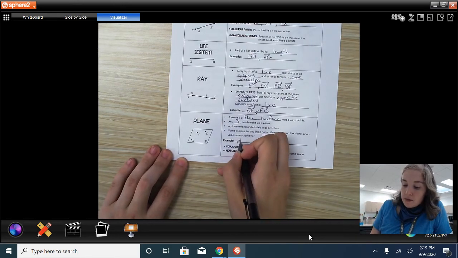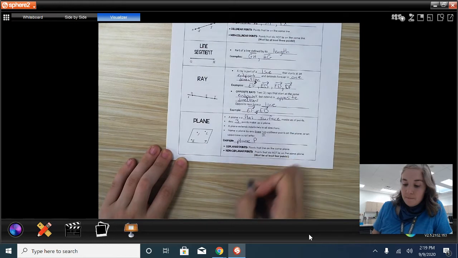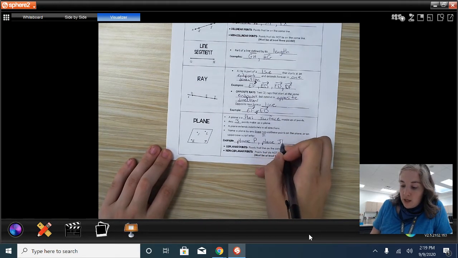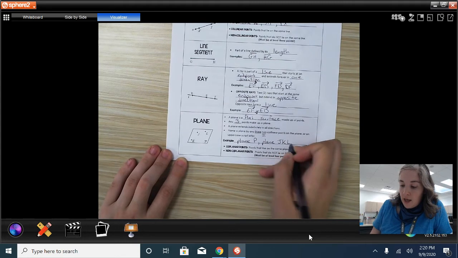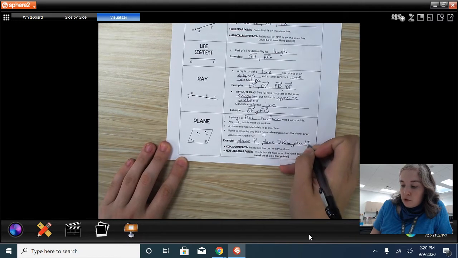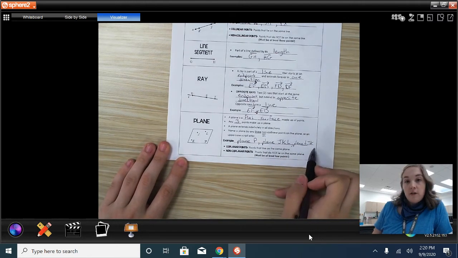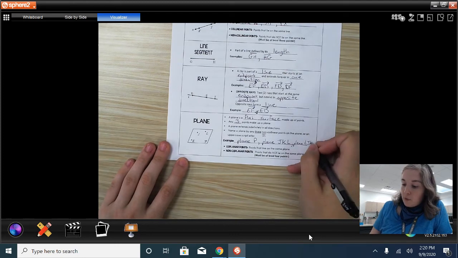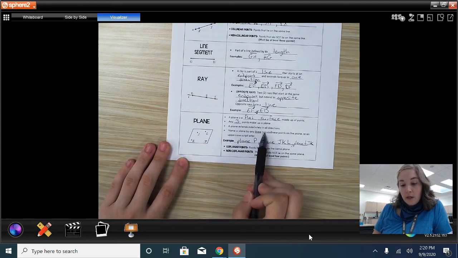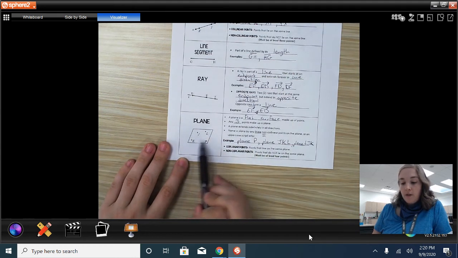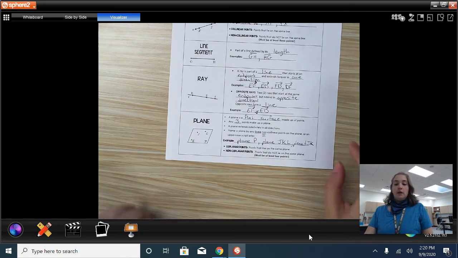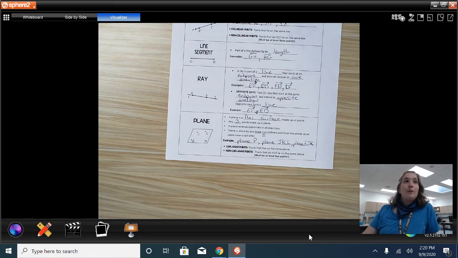So we would call this plane P, or we could call it plane JKL, or we could call it plane LJK. The order of the letters does not matter. All right, the order of the letters does not matter. We just want to make sure that we're using 3 non-collinear points. So none of these all lie on a line. We want them not to all be on one line. All right. That is how we name things.